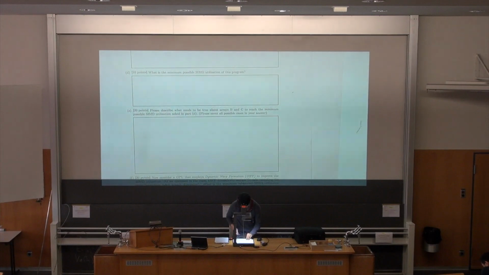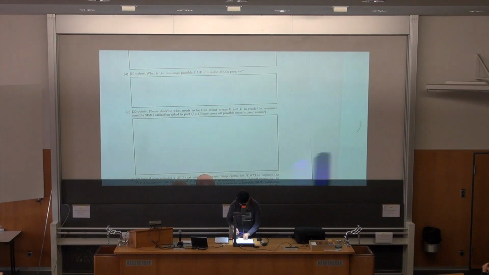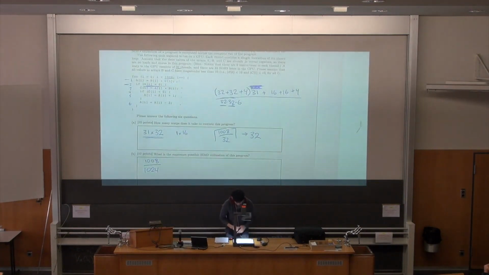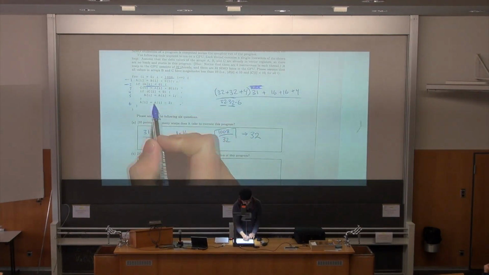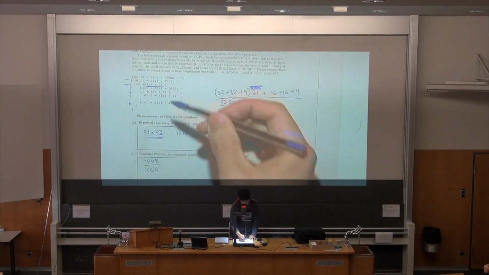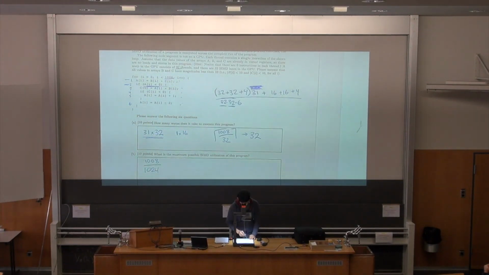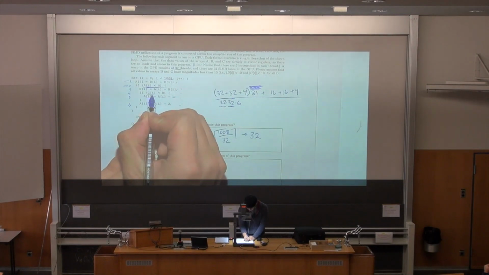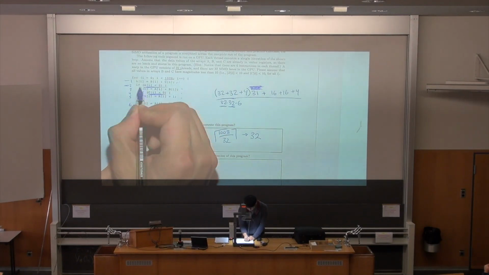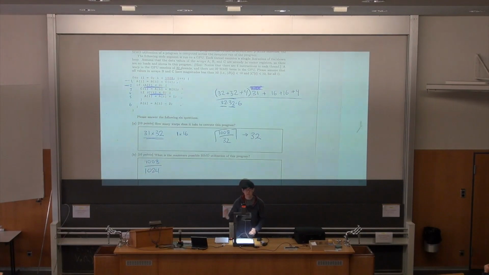So the next question is asking what needs to be true about arrays B and C to reach this minimum utilization. Again, we have to cover all these cases. In order to get the case where one thread per warp is executing these next 4 instructions, we want to make sure that this holds true for 1 and this holds true for 1. So you're forcing all these different threads per warp to go through with this single thread per warp, right?